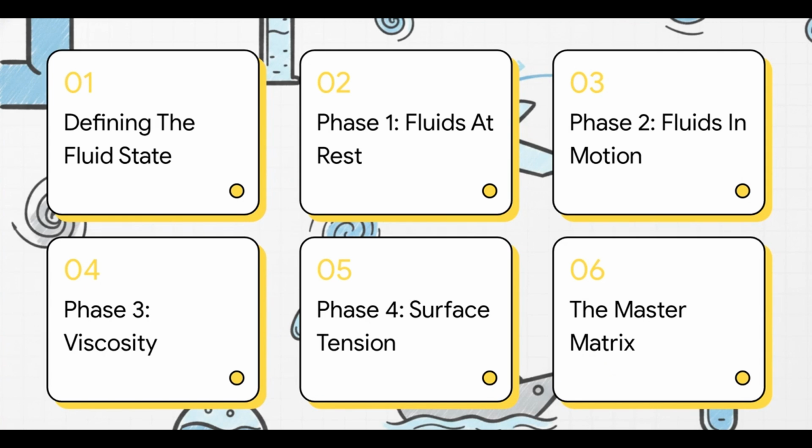All right, let's map out our journey. We're going to hit 6 key areas today. 1. Defining the fluid state. 2. Phase 1. Fluids at rest. 3. Phase 2. Fluids in motion. 4. Phase 3. Viscosity and friction. 5. Phase 4. Surface tension phenomena. And finally, number 6. The Unified Flow Master Matrix.